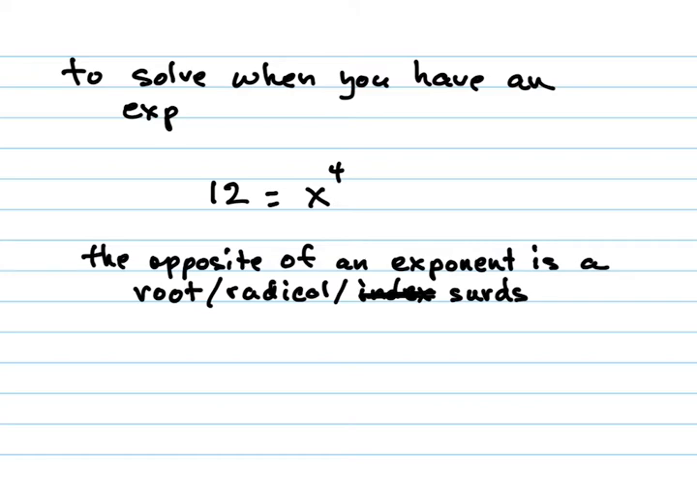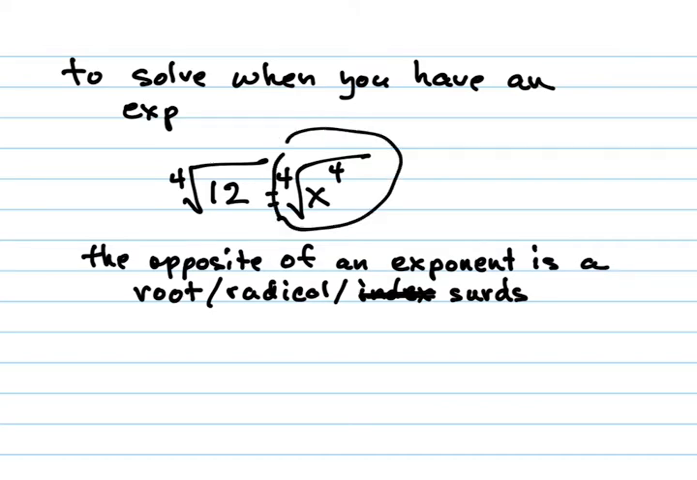But remember, whatever you do to one side, you do to the other. So we would simply take the 4th root of one side and the 4th root of the other side. And on this side, since these two things are opposites, they're simply going to eliminate each other, which would give you the 4th root of 12 equals just plain old x. And of course, your calculator could do an estimate of the 4th root of 12. You just put that into your calculator and solve that. So those are the two algebra-specific things that we're going to talk about.